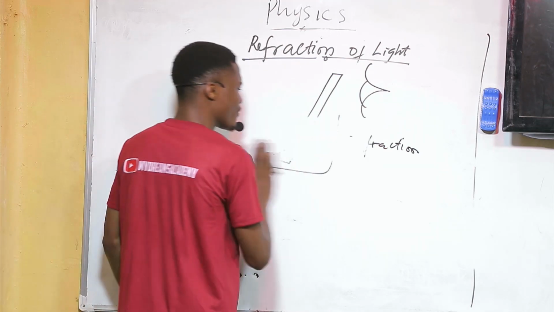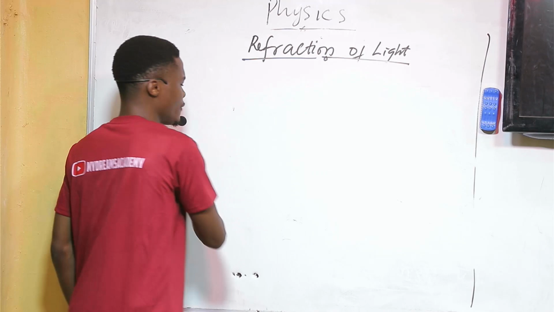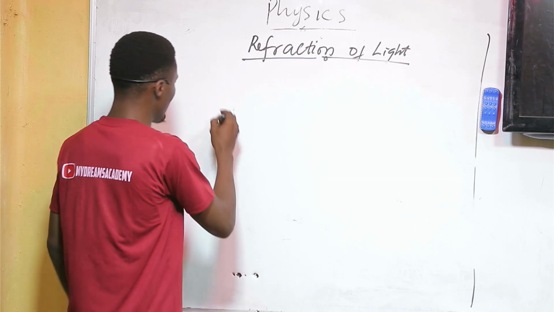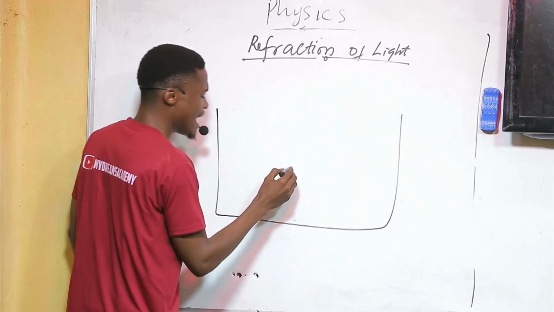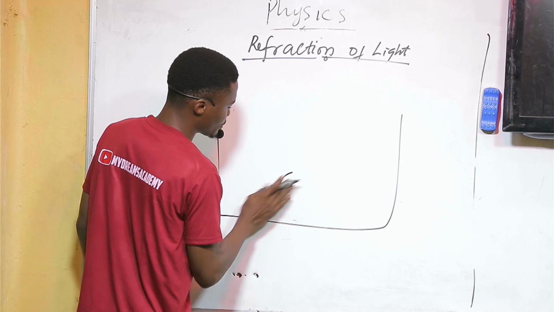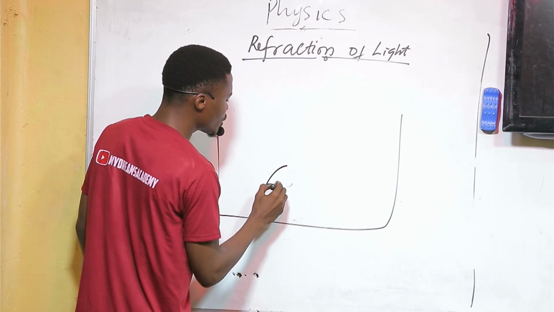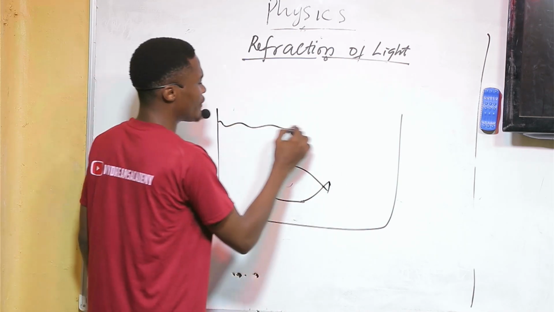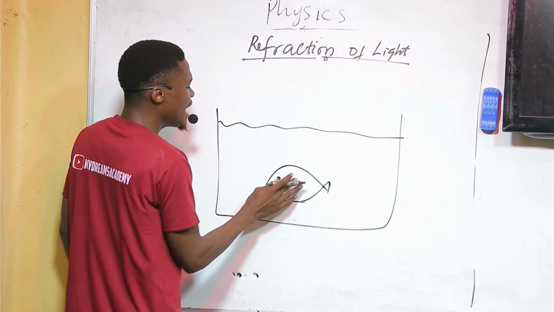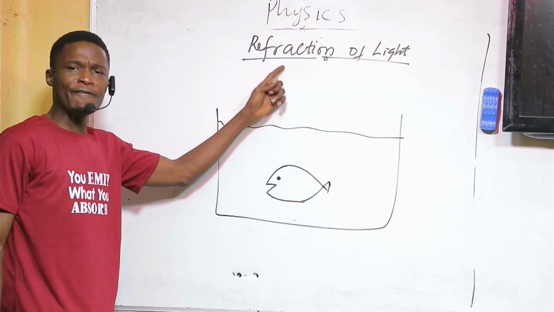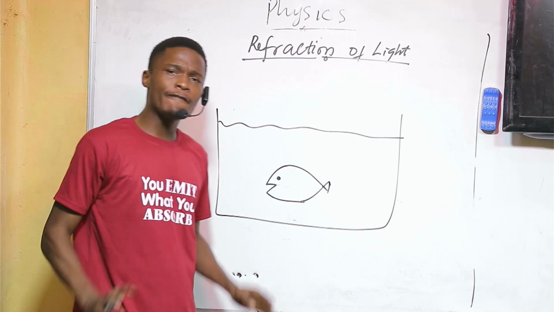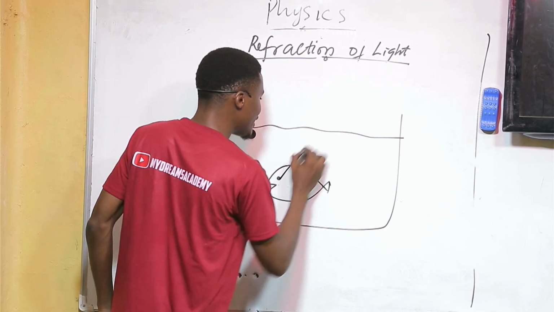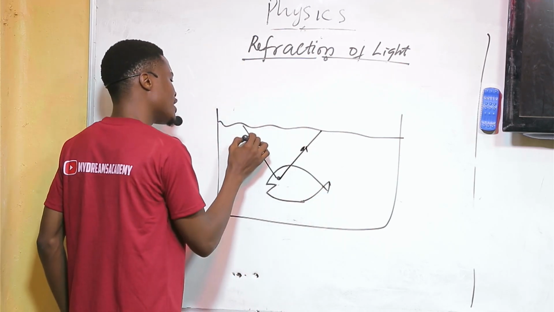Another example of how we can see refraction is in the field of view of aquatic animals. Let me use a fish as an example. Imagine I have a pond, and in my pond I have a fish. This is the surface of the water. Whenever a fish is looking at the surface, because of refraction, the field of view of the fish is increased. Let me show you what that means. Look at the rays of light coming out from the fish's eye.